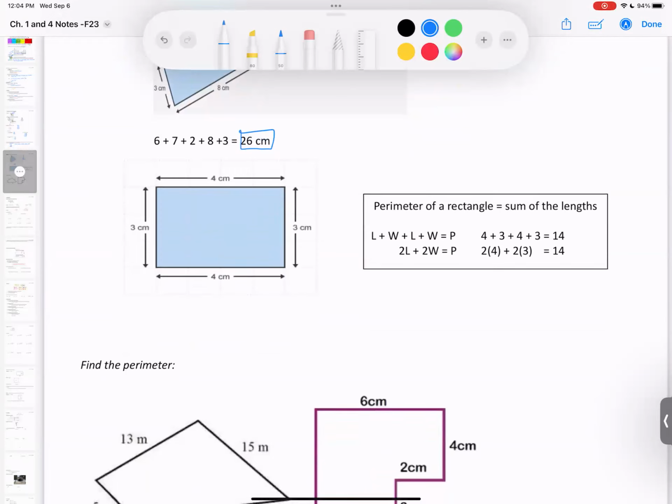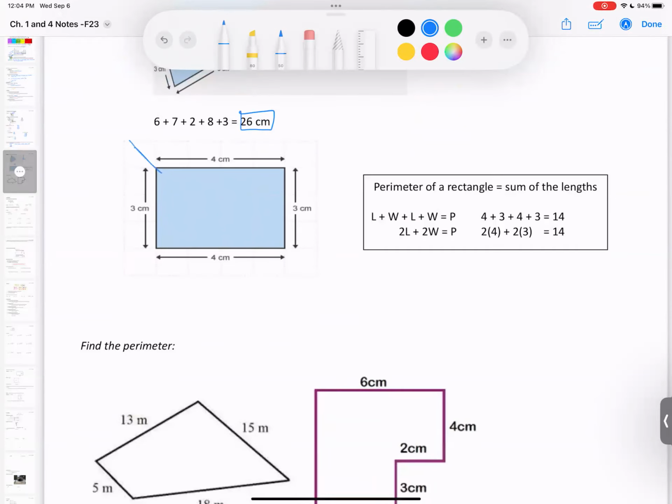Next one. So once again, the perimeter is going to be the sum of the lengths. If we started here, then we could say that's going to be 4 plus 3 plus 4 plus 3. Okay. Another way to think of it, because it's a rectangle, you could say, well, that's the same as 2 times the length. Here, this L represents the length, plus 2 times the width. Okay, so if we did that, we'd say 2 times 4 plus 2 times 3. Either way you do it, you're going to end up with an answer of 14.